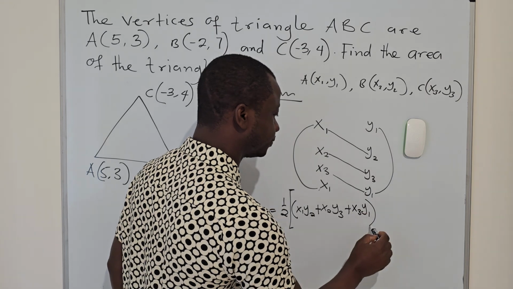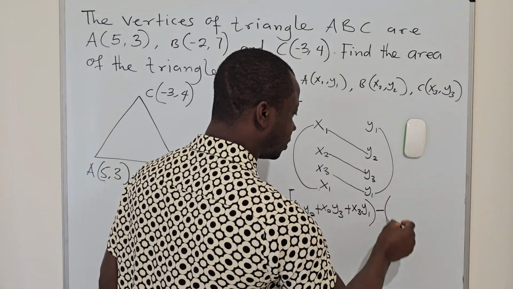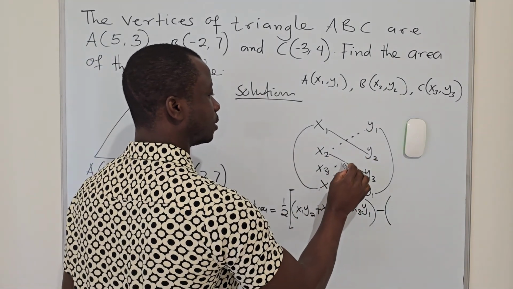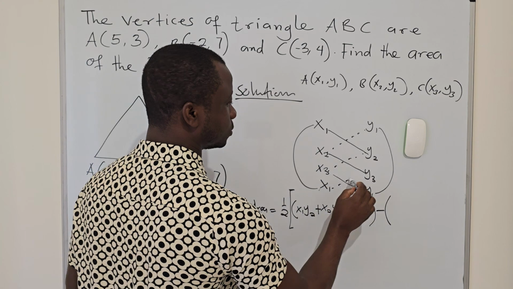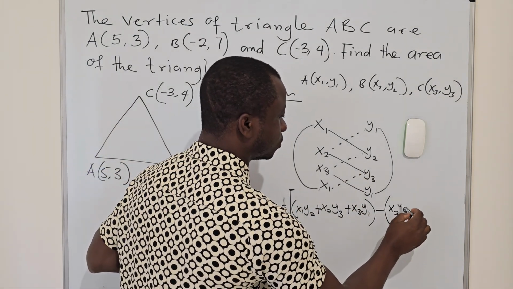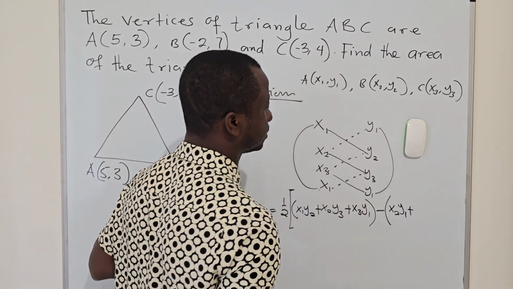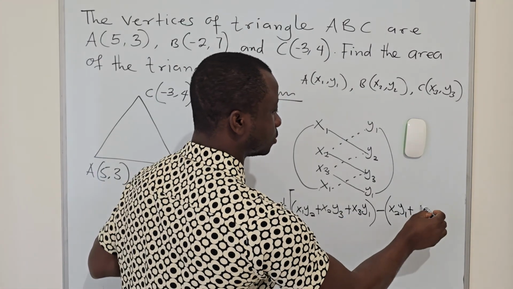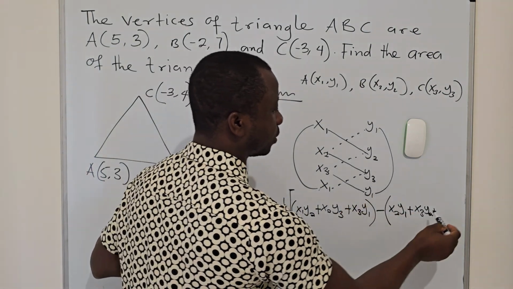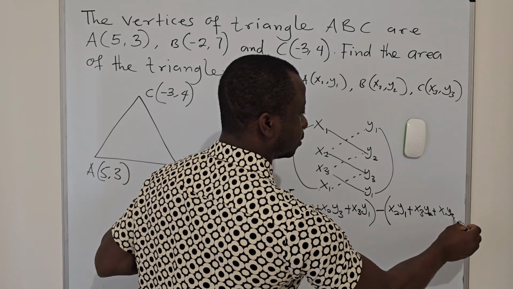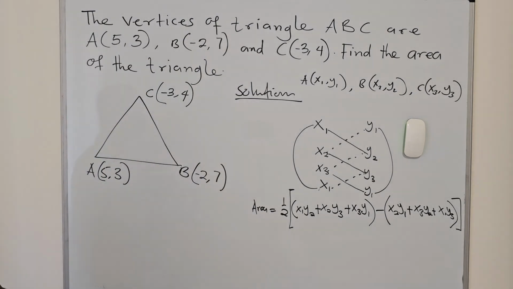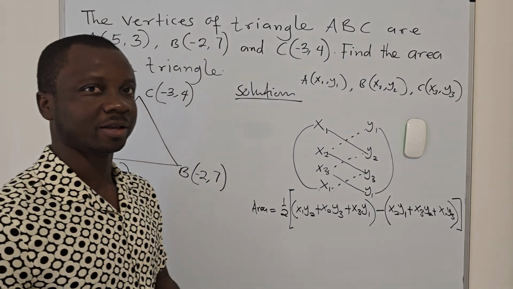Then you close the bracket, minus, open bracket. I'm going to multiply this diagonally, this way, and then this way. So you have x2 y1 plus x3 y2 plus x1 y3. So this is the formula for finding the area of a triangle whenever the vertices are given.